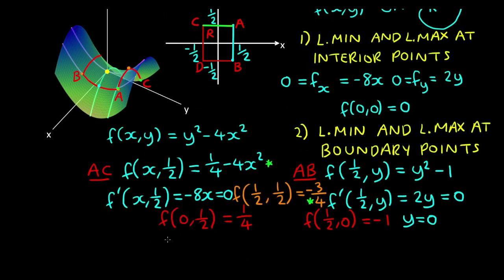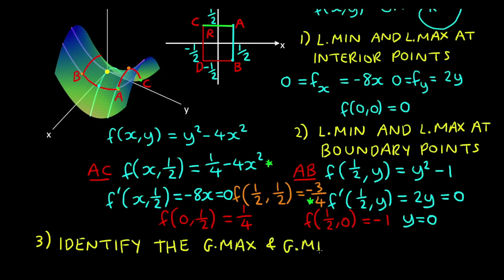So the final step is to identify the absolute or global extrema, or the global maximum and global minimum. So to do that, we're going to list the candidates that we found from the previous steps.